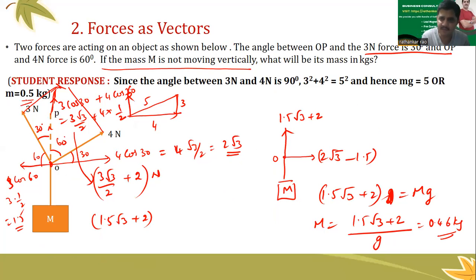Thus, the answer will not be equal to 0.5 kgs, which is what was put over here. The answer is not 0.5 kgs by this logic. This should have been 0.46 kgs. Hope you have understood the concept over here.